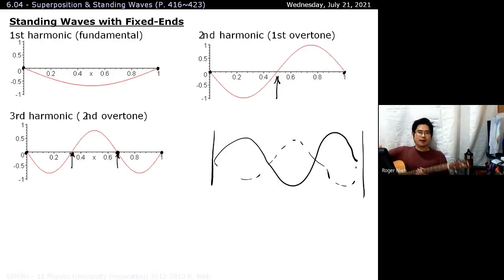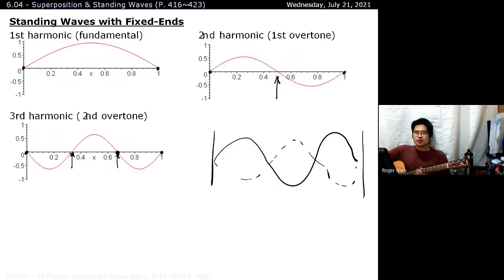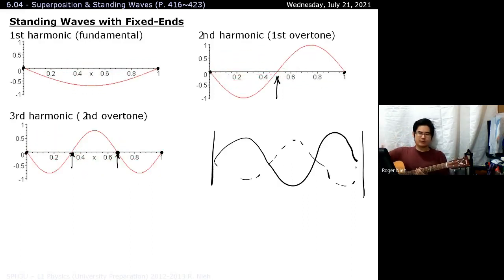And it doesn't stop there. If you want to keep on going at it, you could generate the fourth harmonic as well. All right, so you can go and draw the fourth harmonic on your own. That's one of your homework questions.